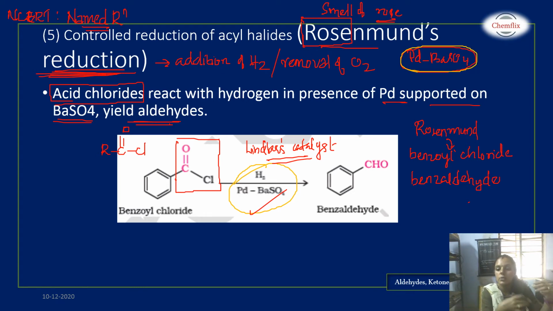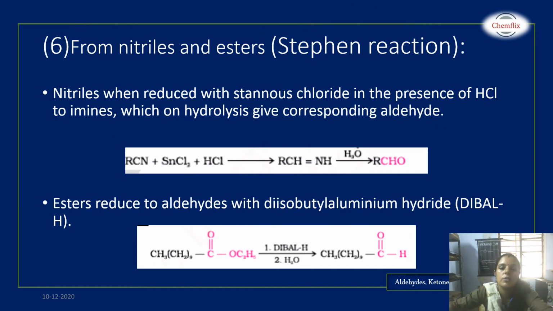So when we say reduction, what is reduction? Addition of hydrogen. So there is hydrogen addition in the presence of palladium barium sulfate. I think it's clear for you now. So that is what is called a controlled reduction of acid chloride, that is Rosenmund's reduction. It is a named reaction and it is very important. Now move to the slide on preparation from nitriles and esters. Here also you can see a named reaction, that is Stephen's reaction.